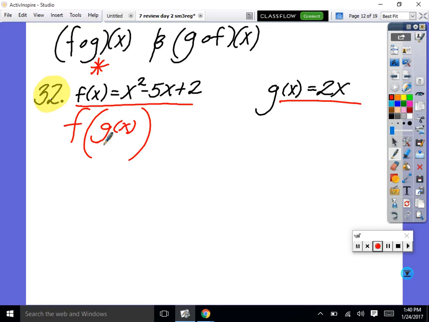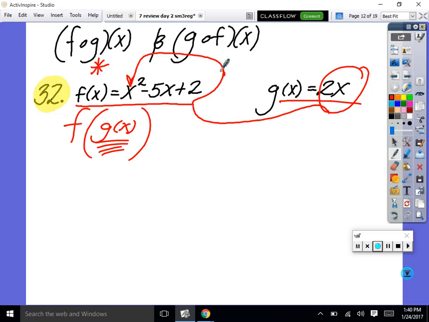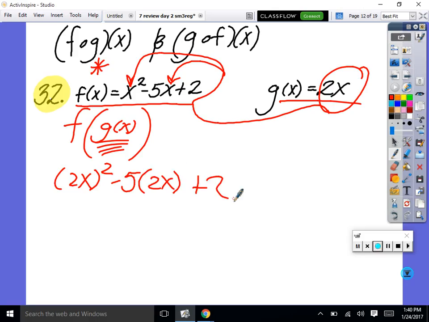So isn't this one substituting in g of x into the other function? Yeah. Wherever there's an x. So look, 1, 2 places, correct? So instead of an x, there's 2x squared minus 5 times 2x plus 2. So simplify it. This squared is 4x squared minus 10x plus 2. We've combined like terms. We've done f of g of x, right? Let's go the other way.